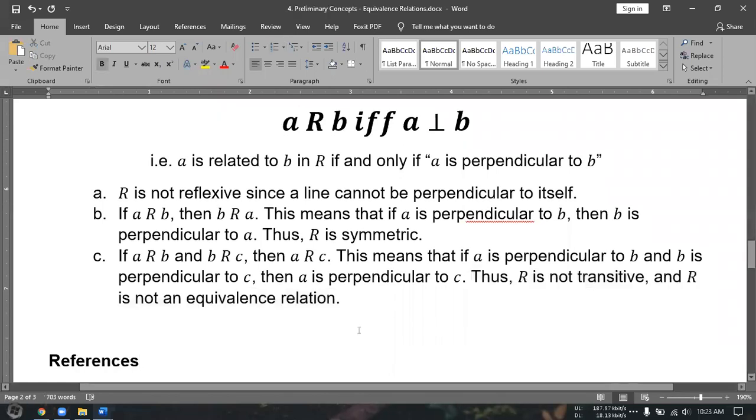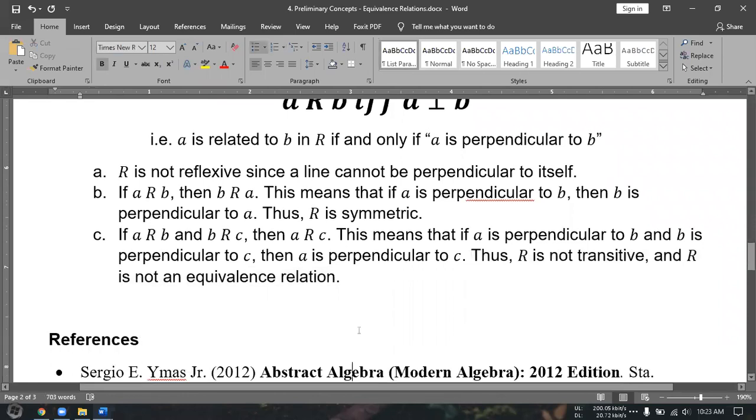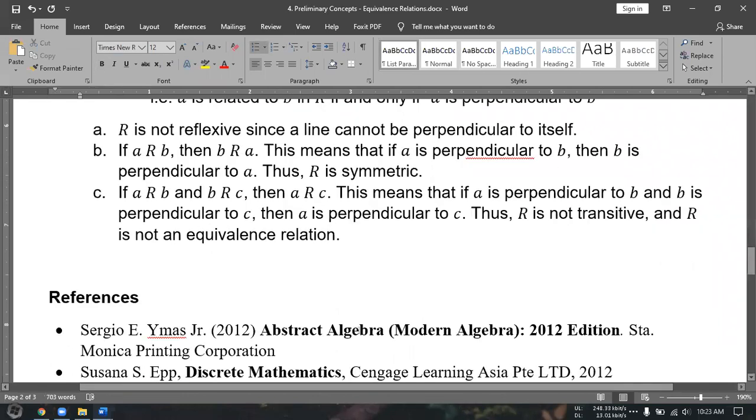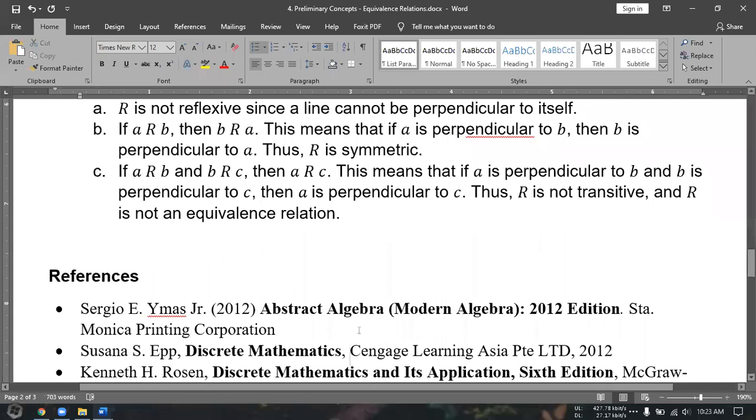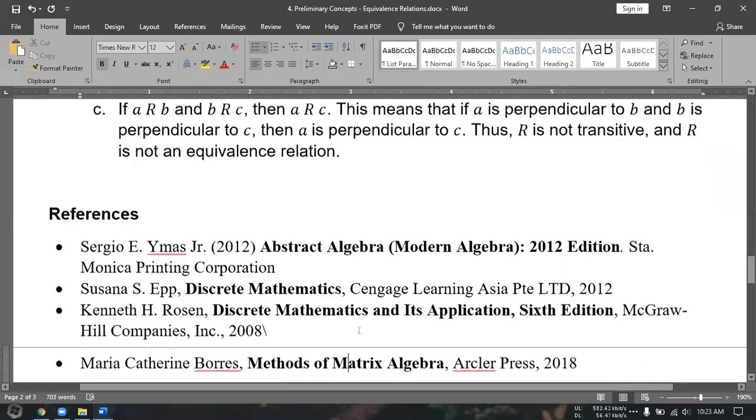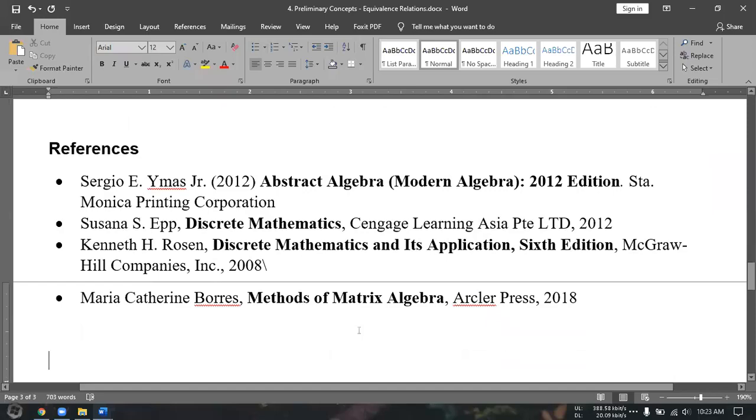Yan, tapos na. We already finished our fifth module. Kaya nga, mababa pa yung oras natin.